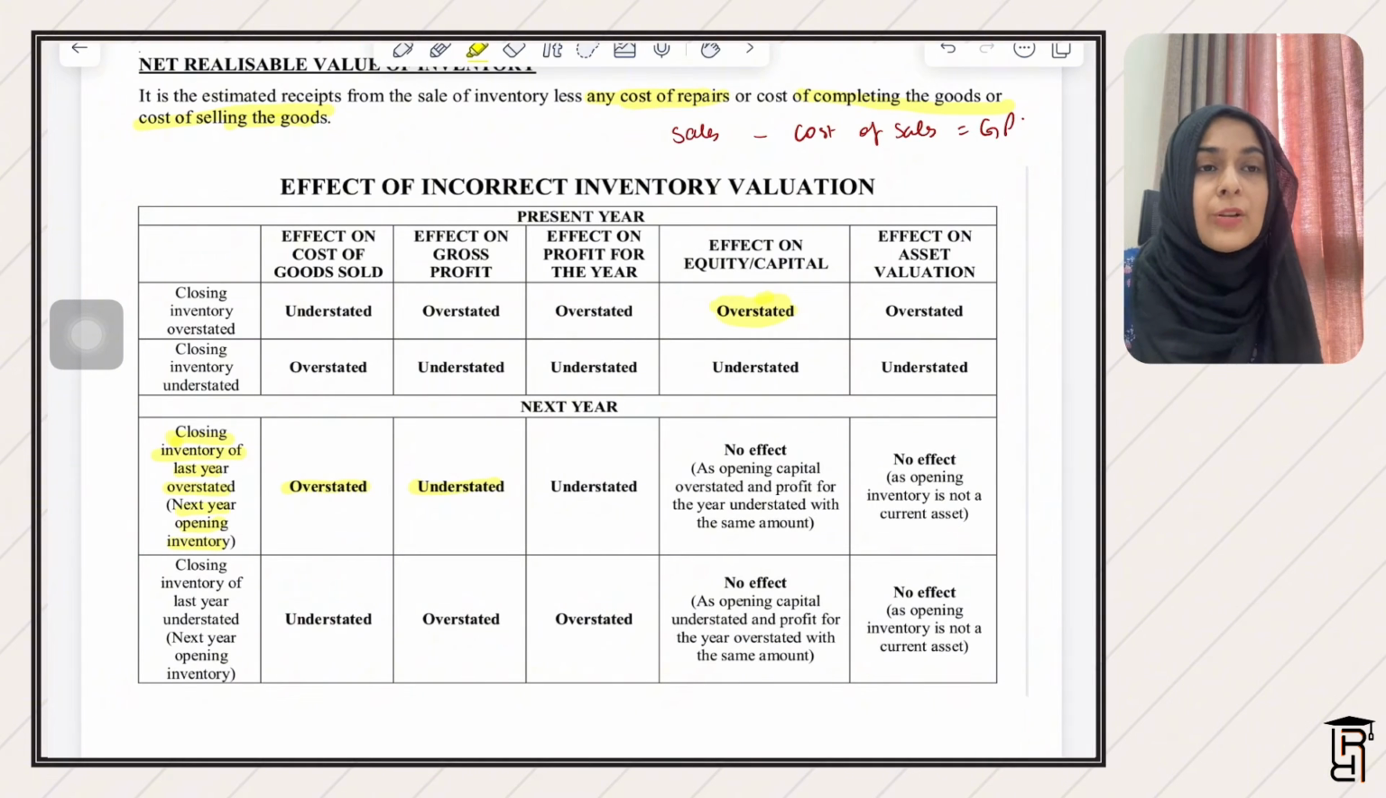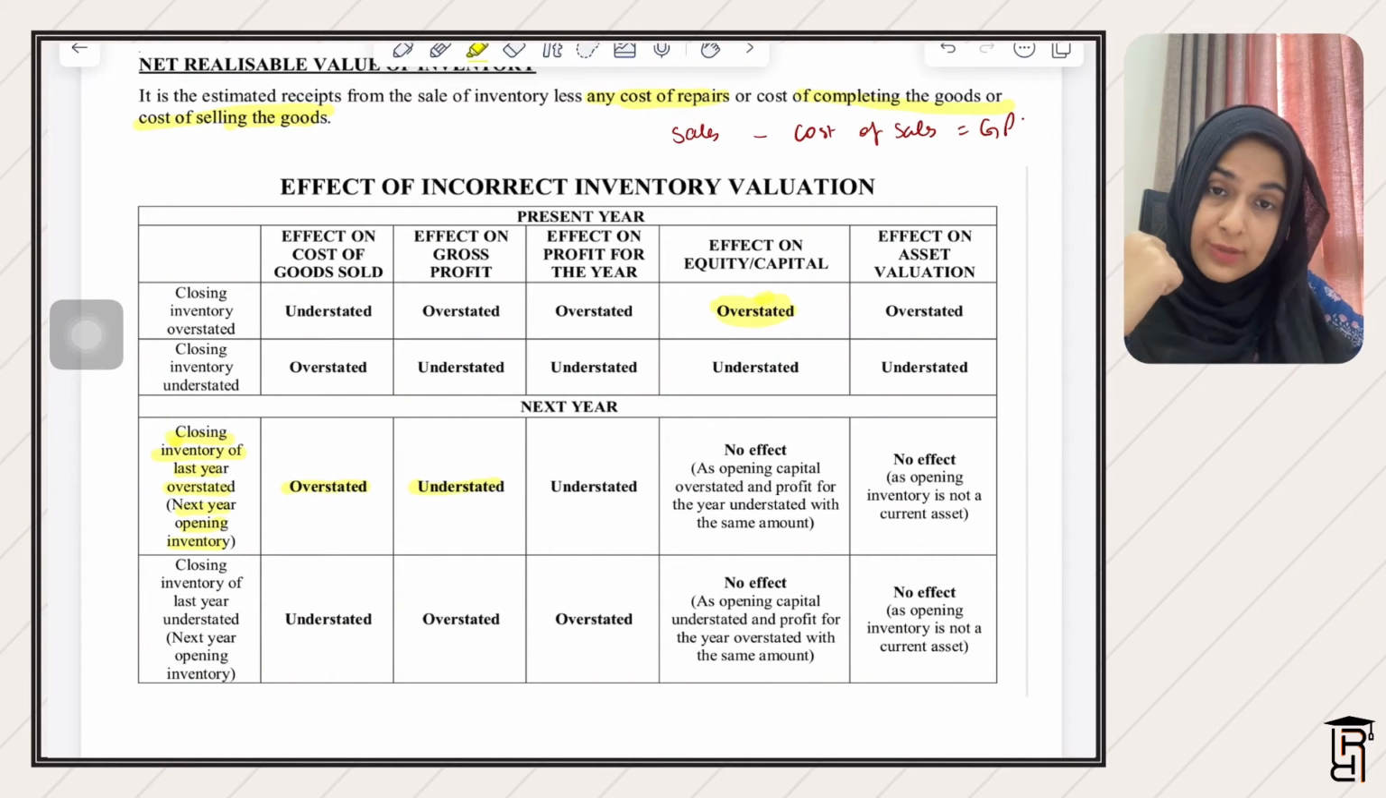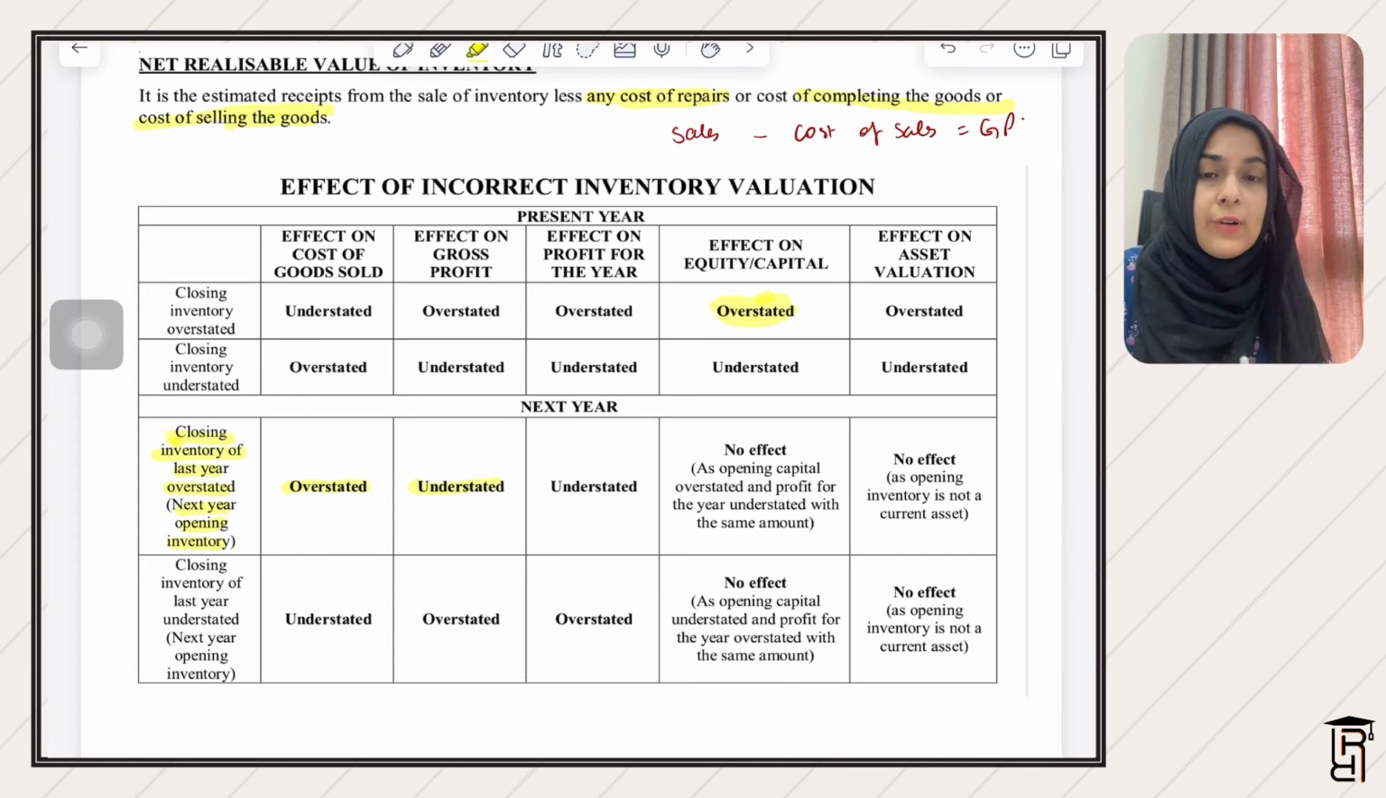So this is interesting, because last year my capital was overstated, because last year's closing inventory was overstated. So this year what will happen is my opening capital will be overstated, but my profit will be understated. So overstatement will be cancelled off with the understatement of profit. So overstatement of opening capital and the understatement of current year's profit cancel with each other, and therefore the closing capital of this year will be a correct closing capital, where it will not be overstated or understated.